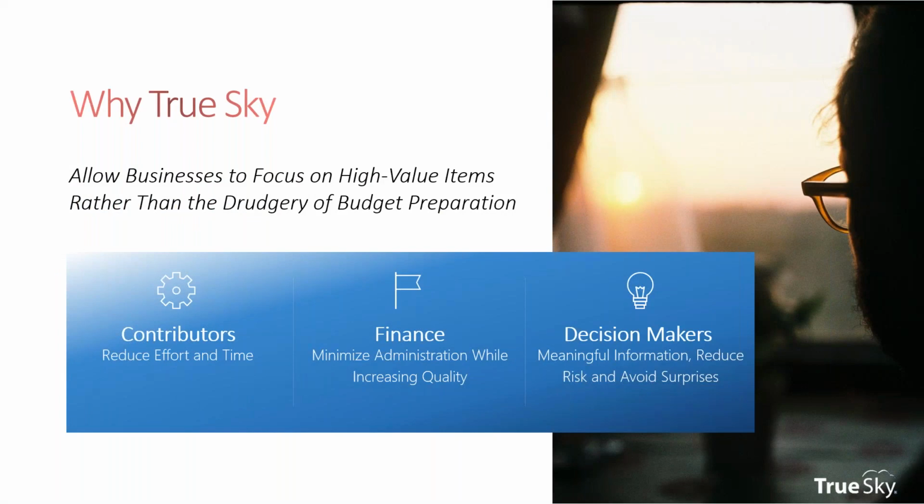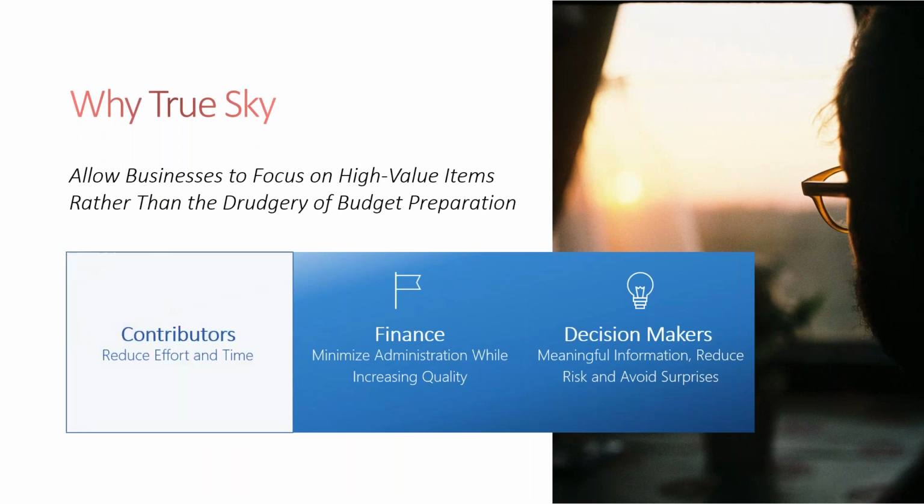So why should you consider an application like TrueSky? At the end of the day, we allow your business to focus on the high value items of the budget and the forecast, getting the information out that you need to make business decisions rather than on the drudgery of preparing the budget. We do that for three main user groups within the organization: contributors, the finance group, and the decision makers. I'm going to talk about each of these as we go forward.